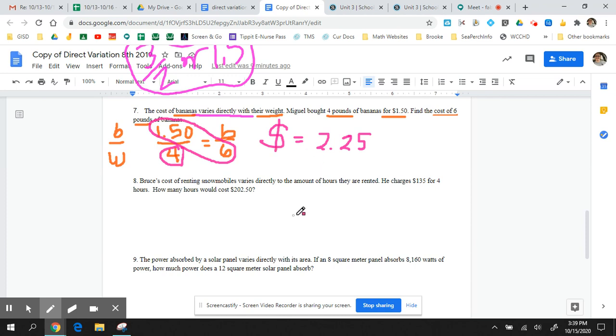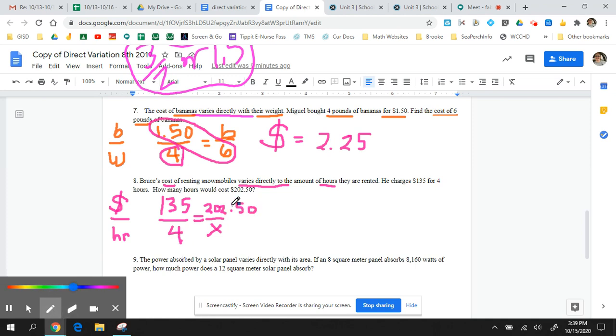Better. All right, so Bruce's cost of renting snowmobiles, so again, we deal with cost, and it varies directly to the amount of hours they are rented. So on this one, we're going to do the cost. So we'll do my horrible money sign and the hours that he rents it for. So he charges $135 for 4 hours with the snowmobile. How many hours would it cost for $202.50?